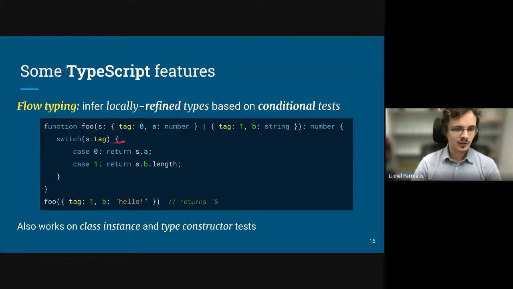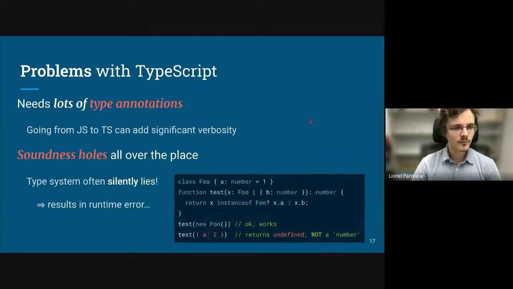S.tag has the union type 0 or 1, right? So then you can call foo with a given record, and this is a subtype of this part of the union. So it's a subtype of the union, so this works out. So there are problems with TypeScript, as I mentioned.